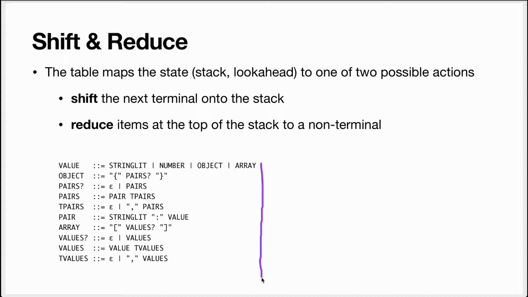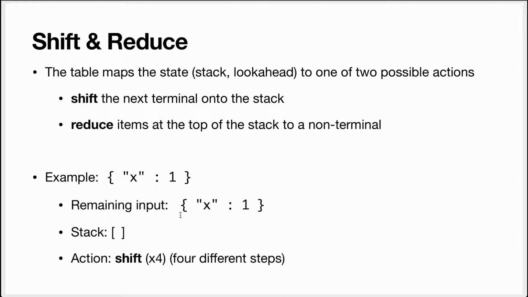So here it is in expanded form. In particular, the example will be a simple object, and I will show part of this grammar as is needed. So here's the example. As you can see, we are dealing with an object with a simple key. At the start of the algorithm, the remaining input is the whole input, and the stack is empty.